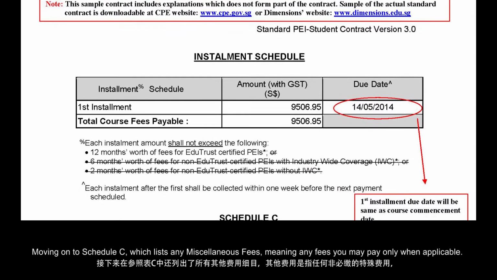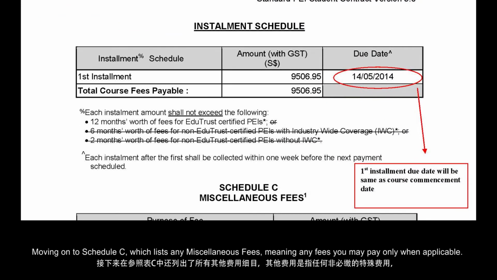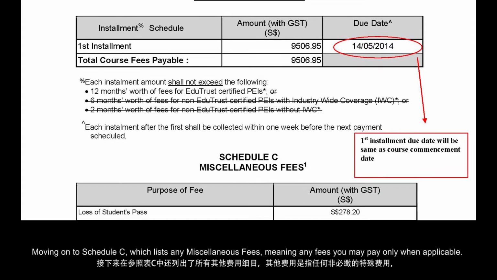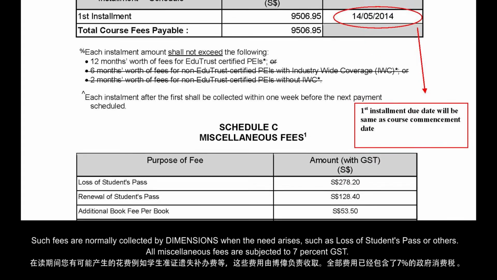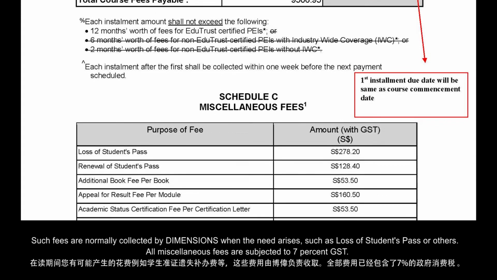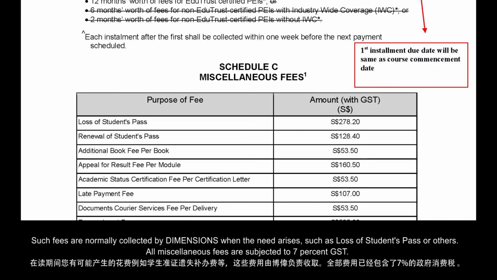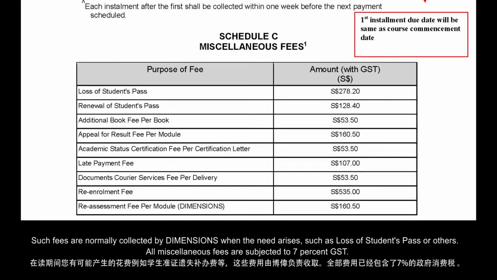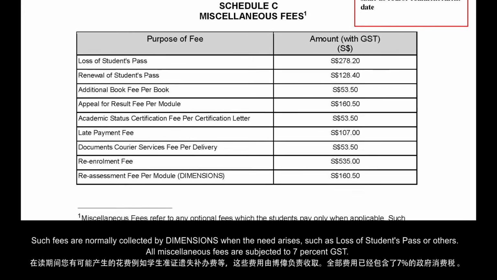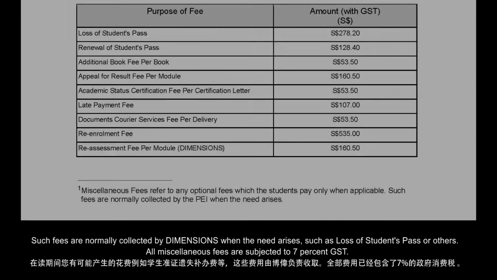Moving on to Schedule C, which lists any miscellaneous fees, meaning any fees you may pay only when applicable. Such fees are normally collected by Dimensions when the need arises, such as loss of students' pass or others. All miscellaneous fees are subjected to 7% GST.